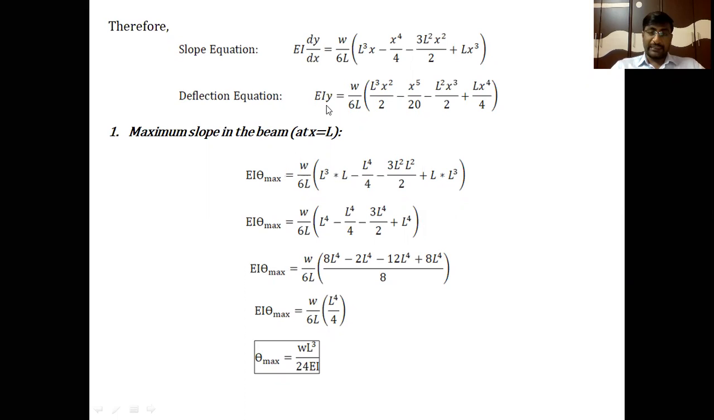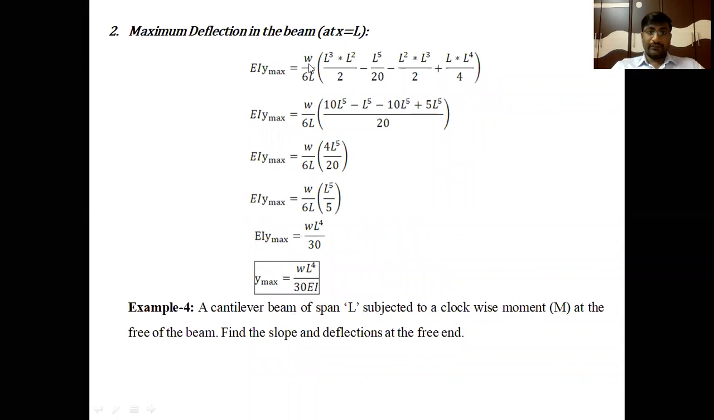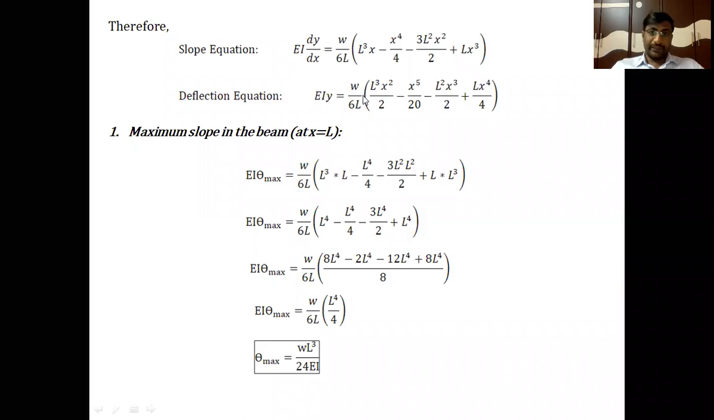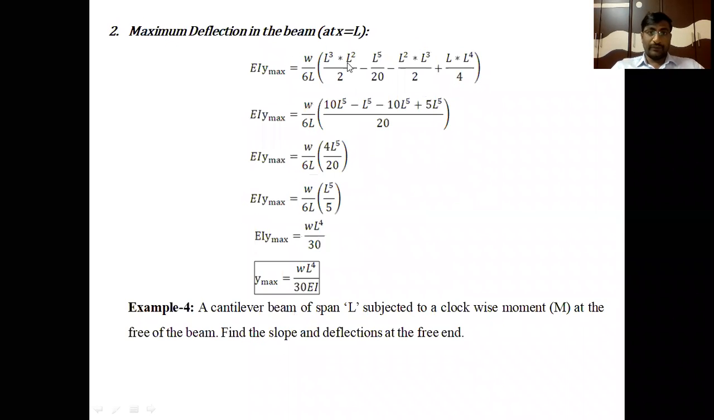So EI into y maximum is equal to W by 6L, L cube into x square by 2. In place of x, L square by 2. So L cube into L square by 2 means L power 5 by 2. Here I write L cube L square by 2 minus L power 5 by 20 minus L cube into L square by 2, plus L into L power 4 by 4.